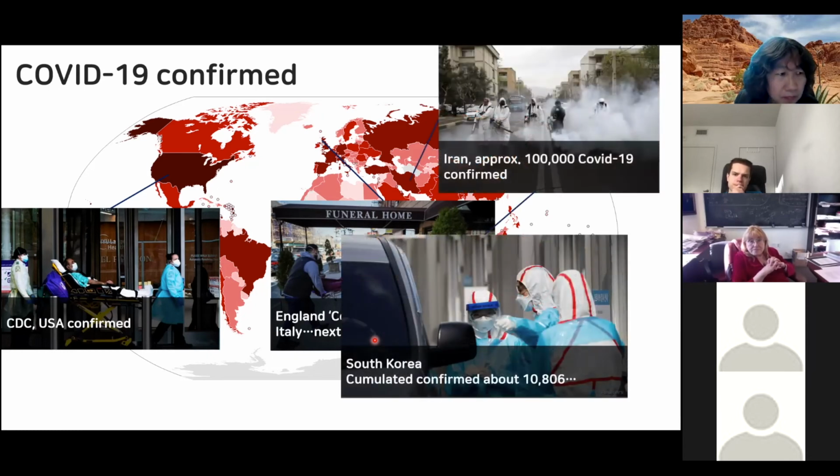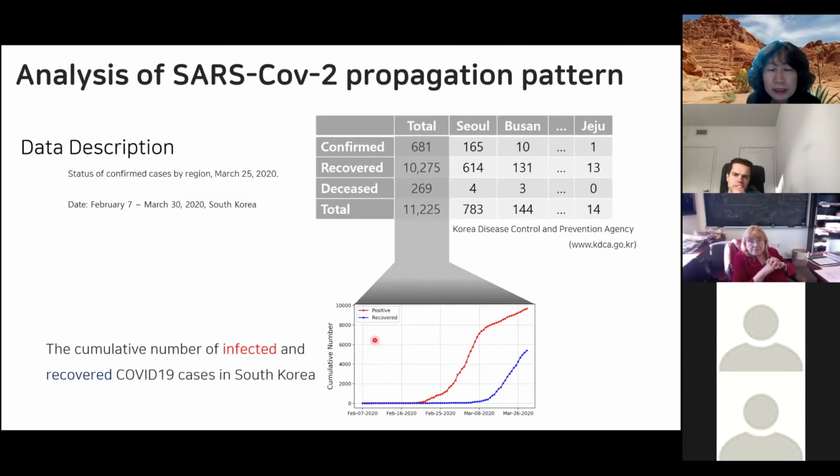Okay. So first, I wanted to analyze mathematically how the spread of infection changes under a quarantine policy. Suppose it is implemented in our country, South Korea. That was my question at the time, in early February and March 2020. So here I started with the data.